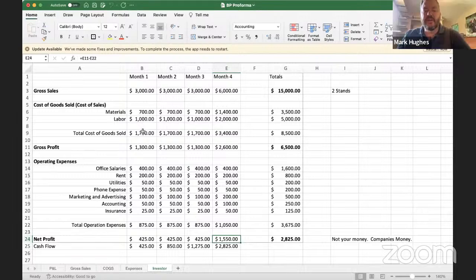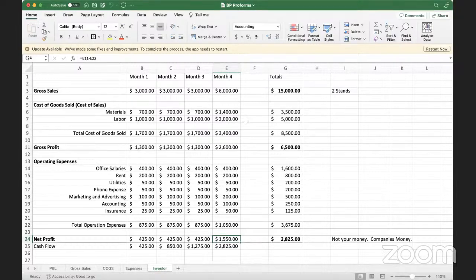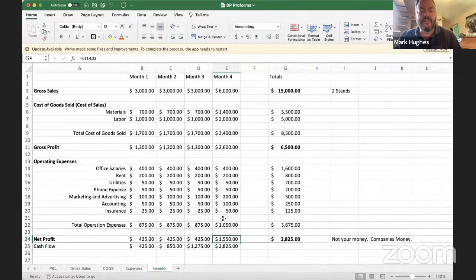It tells the investor that you know how much it costs you to sell your products. And it tells the investor that you understand what your operating expenses are.